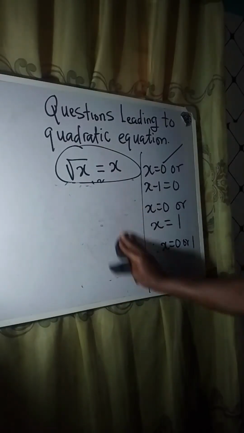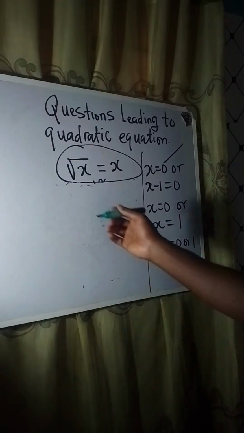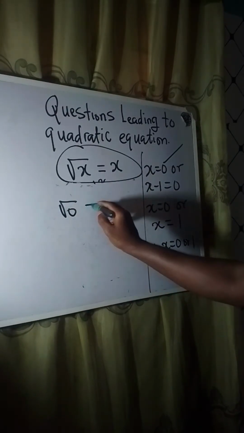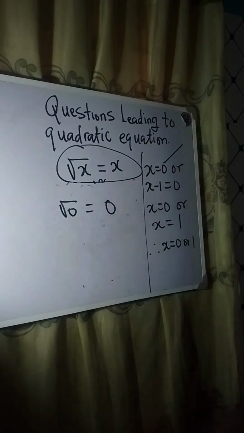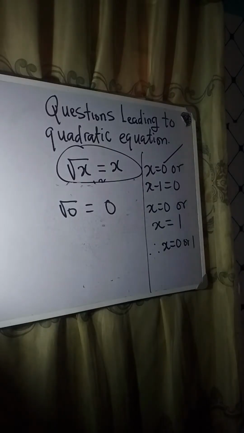Now, look at the two solutions here, 0 and 1. If you put 0, it means that you're going to have the square root of 0 on one side, and on the other side we are having 0. And definitely, the square root of 0 will give us 0, because 0 times 0 is 0.